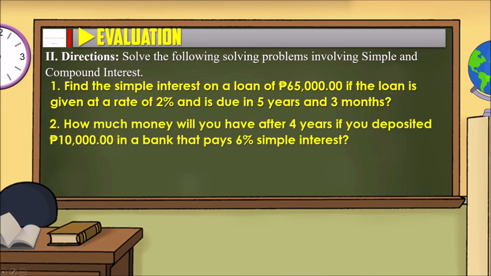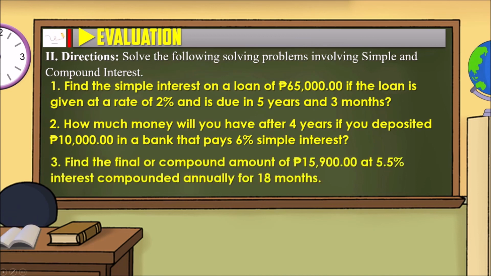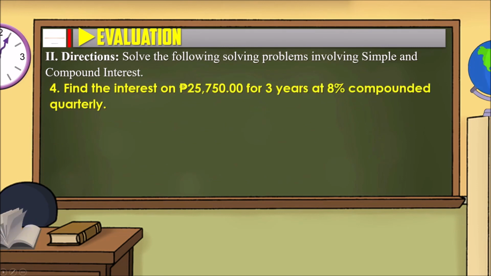Number 2. How much money will you have after 4 years if you have deposited 10,000 pesos in a bank that pays 6% simple interest? Number 3. Find the final and compound amount of 15,900 pesos at 5.5% interest compounded annually for 18 months. Number 4. Find the interest of 25,750 pesos for 3 years at 8% compounded quarterly.